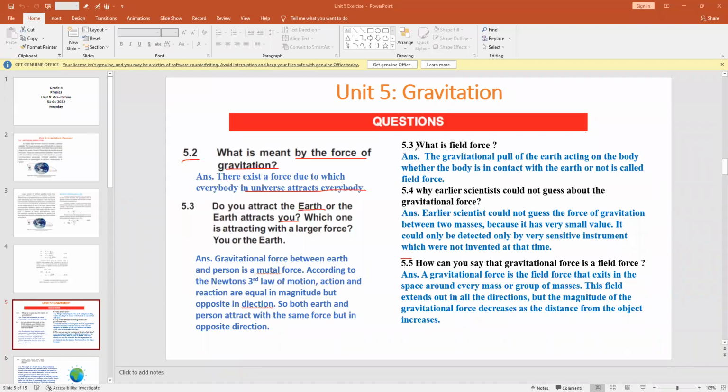Then 5.3 is, what is a field force? You just have to give the definition of a field force. That is, the gravitational pull of earth acting on a body, whether the body is in contact with the earth or not, is a field force, right?